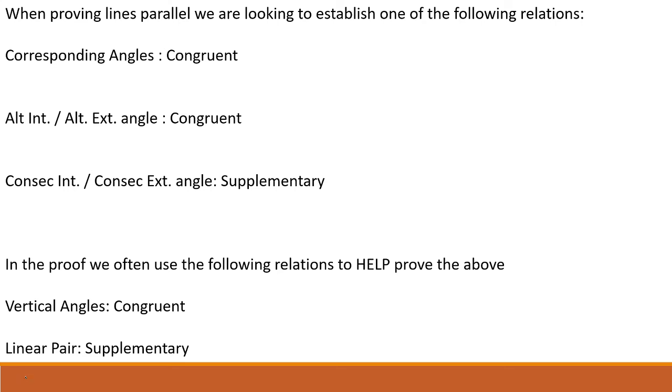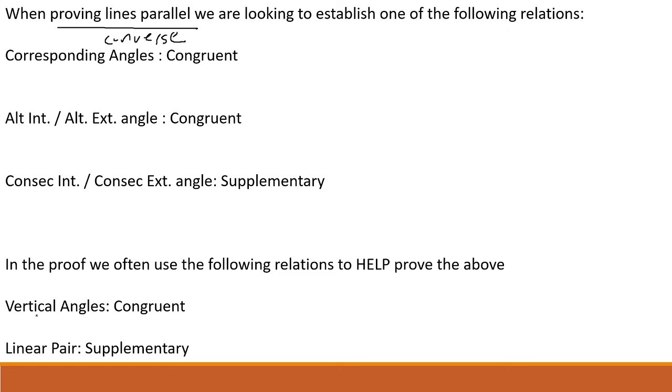So now let's finish this off with some proofs, okay? When you're proving lines are parallel, that means you're going to be using the converse. You're looking for one of usually three situations. Corresponding angles, you want to make sure they're congruent. Alternate interior or alternate exterior angles, so alternate angles, you want to make sure are congruent. Or consecutive or same side angles, you want to make supplementary.